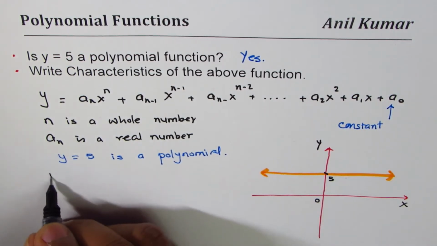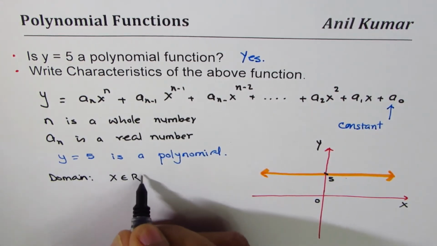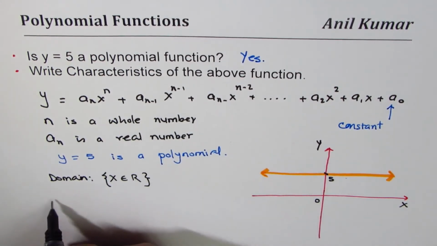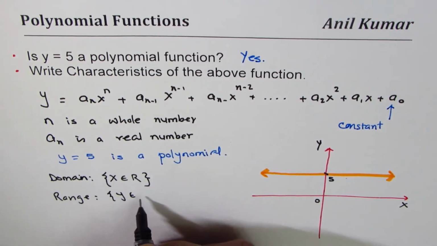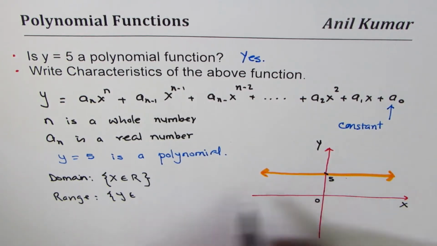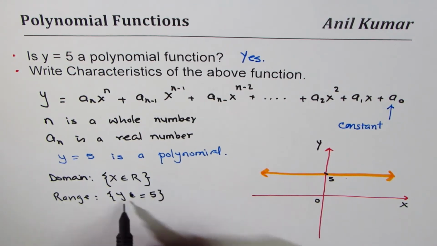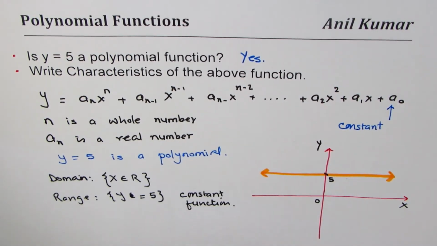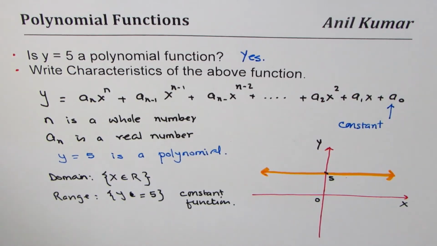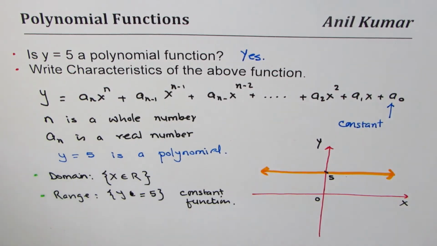So we can say the domain is what? x belongs to real numbers. So the domain is all real numbers. As far as range is concerned, y is just equal to one value, which is 5. So we say y equals 5, since it's a constant function. Can you give any other characteristics? Think about it. So we're doing part 2 now. Two characteristics I have given to you.